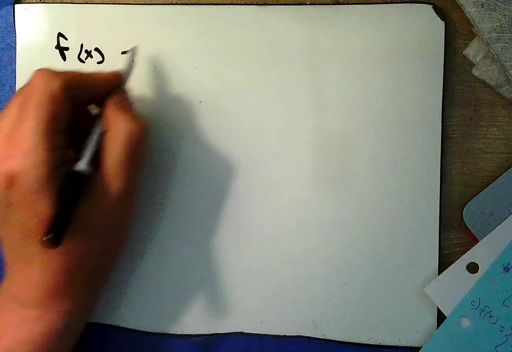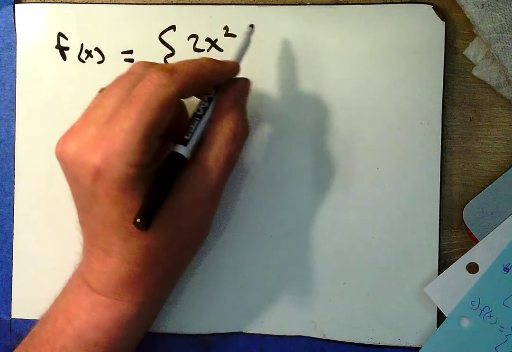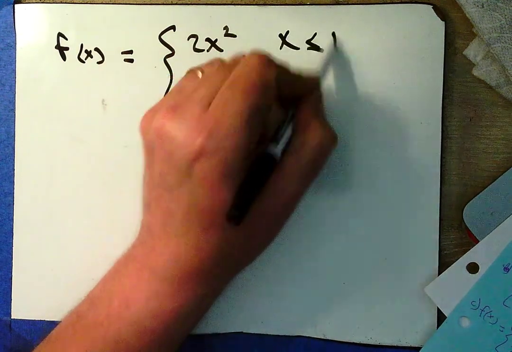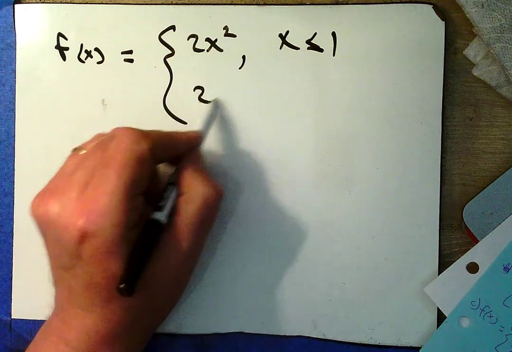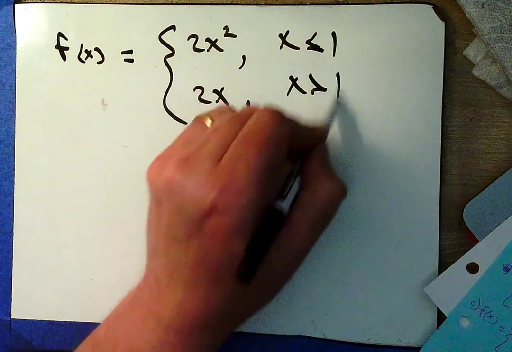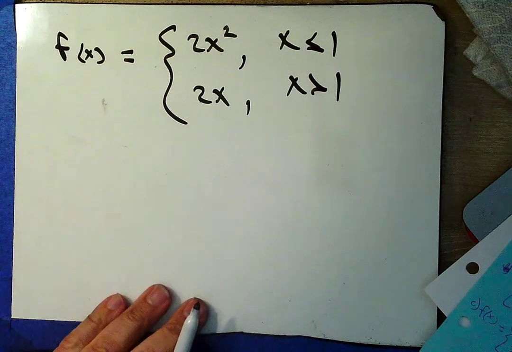Well, so I actually want to explore this a little bit more before we quite get that hard. Okay, I want to start with asking this question. If f of x equals 2x squared for x values less than or equal to 1 and 2x for x greater than 1, how do I do this?